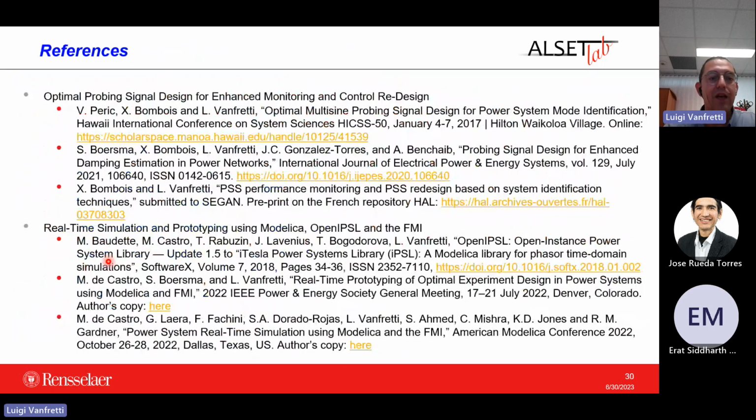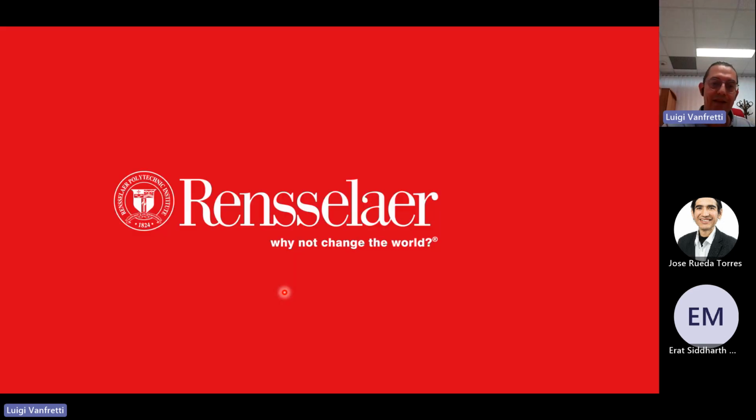And here are all of the papers that I summarized in my presentation. These are on optimal probing design. And this is the paper that we just submitted to SEGAN on the controller redesign. Hopefully I can present that after we get the paper accepted. It might take long with these people. Anyway, and the three other ones are about Modelica and FMI. And with that, I leave you with the ending slide of my university, and I'm open to questions. And thank you very much for coming.